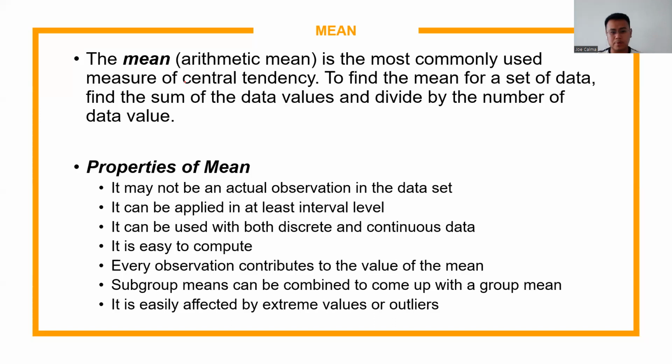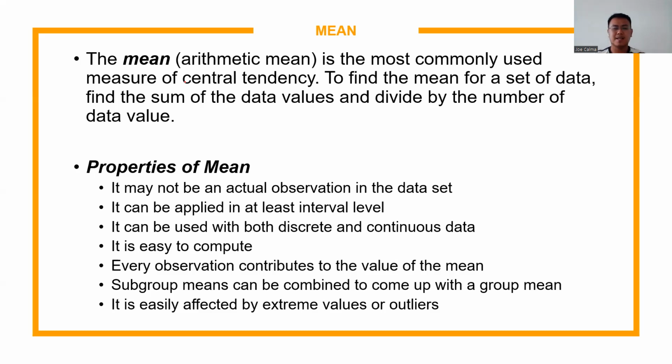So let's talk about the different properties of mean. So una, it may not be an actual observation in the data set. Okay? For example, sinolve mo si mean, tapos hahanapin mo siya sa data set. Okay lang na wala. For example, scores nyo sa exam. Nakuhang mean is 35.8, na wala namang 35.8 sa mga scores nyo. So, it's okay. It may not be an actual observation in the data set.